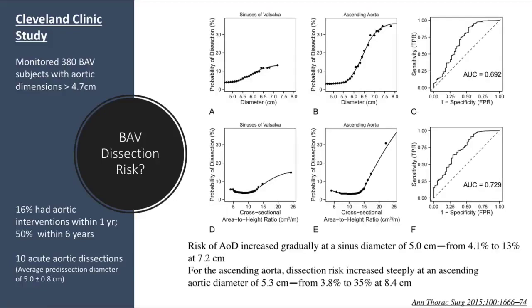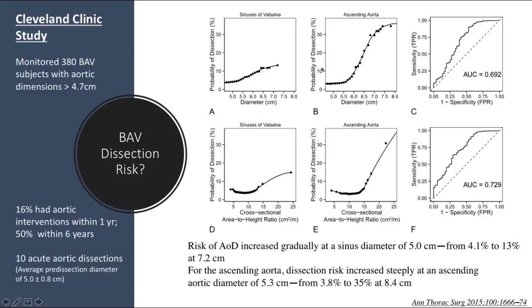What they also did was they used this information to model the risk of aortic dissection, or the probability of dissection, based on aortic dimensions at the sinus of Valsalva and at the ascending aorta. And they found that the risk of dissection remained pretty stable as long as your sinus of Valsalva was 5 centimeters or less. But once it reached 5 centimeters, there was this slow increase in the risk of dissection.